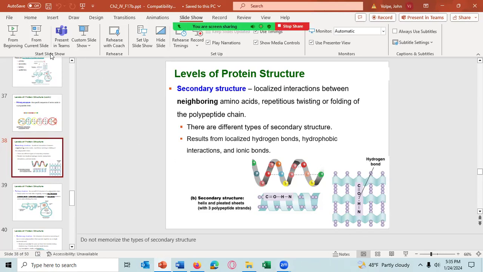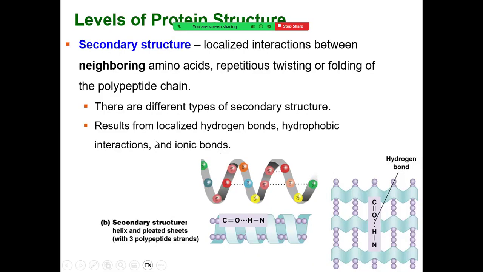Do I have this blown up? Nope, there we go. So the neighboring amino acids can be attracted to each other or repulsed from each other. And that's what I mean by the neighboring amino acids start interacting with each other. And once they interact with each other, they will give the secondary structure.